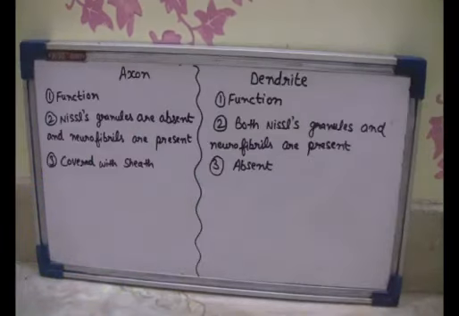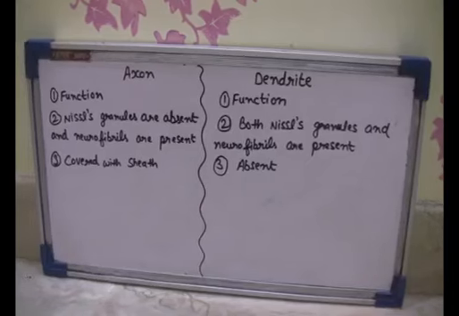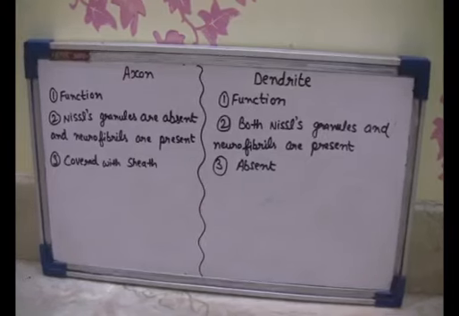Now come to the difference between the axon and the dendrite. First, in the difference of axon and dendrite, students, you have to write the functions of both of them. You know their function very well. The function of the axons is to carry the impulses away from the cell body, while the function of dendrite is to carry impulses towards the cell body. Both have opposite functions. Secondly, in axons, the Nissl granules are absent and the neurofibrils are present. But in dendrites, both the Nissl granules and the neurofibrils are present. Third is that axons are covered with sheath, while in dendrite the sheath is absent.